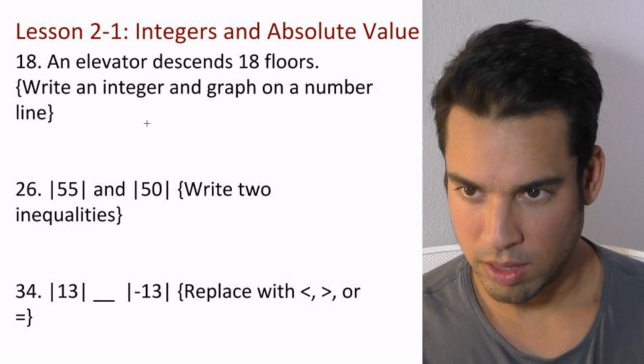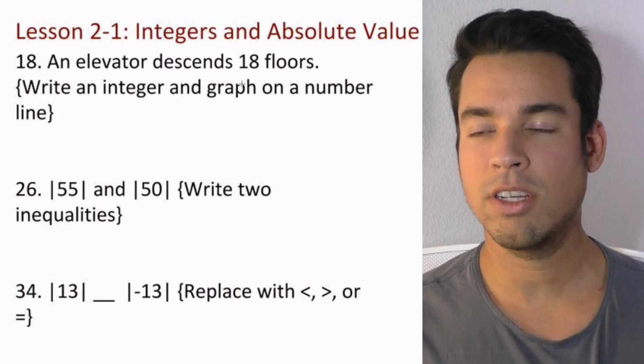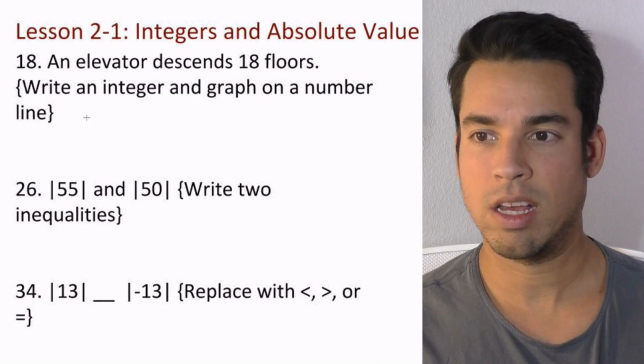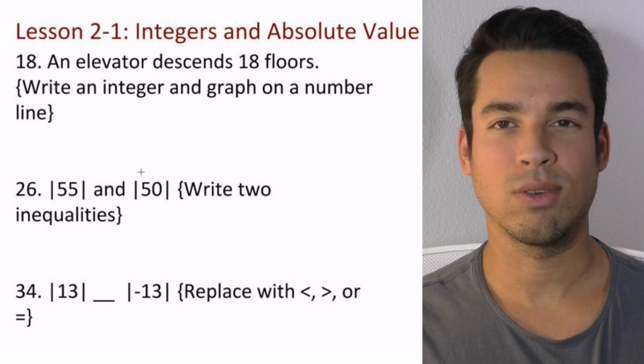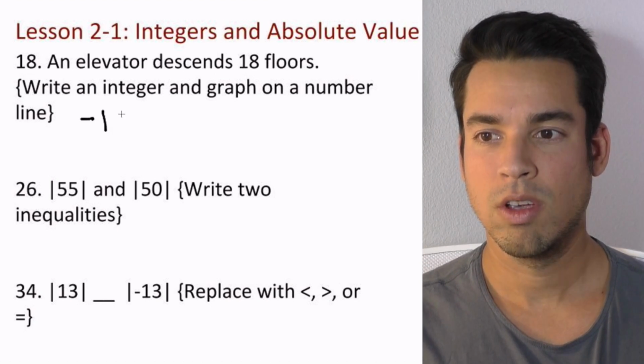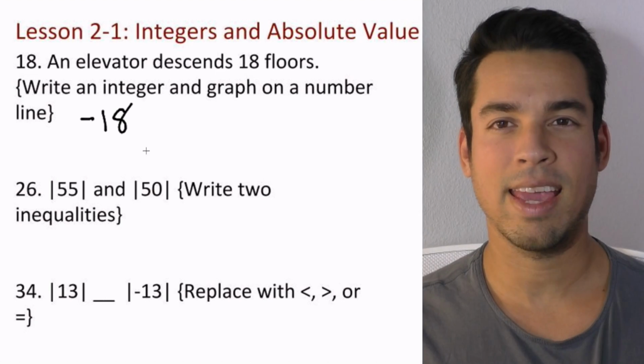Let's do it. All right, so here we're going to start with number 18, and it says, an elevator descends 18 floors. Write an integer and graph on a number line. So we're talking about going down. Anything going down or decreasing, we're talking about a negative number. So we would denote this as negative 18.